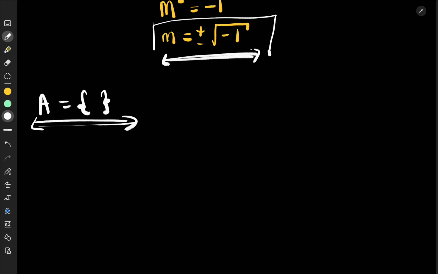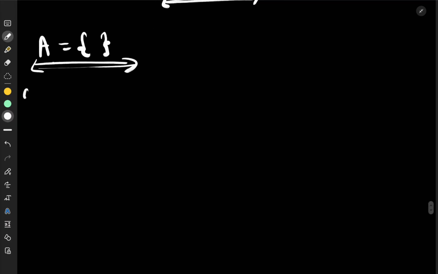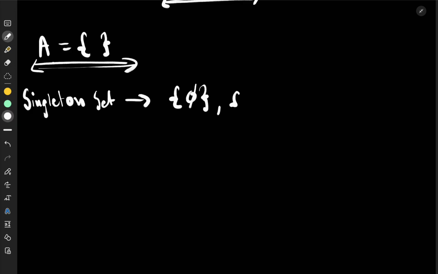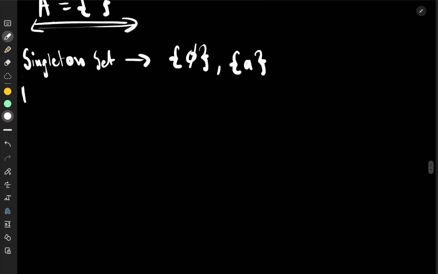Now here's just some point that you could know. You could also have what is called a singleton set. A singleton set is a set that only has one element. Okay, a singleton set is a set that only has one element. For example, we have this set. This is a singleton set. Or you could have the set with the letter A. This is a singleton set. A singleton set is a set with only one element.